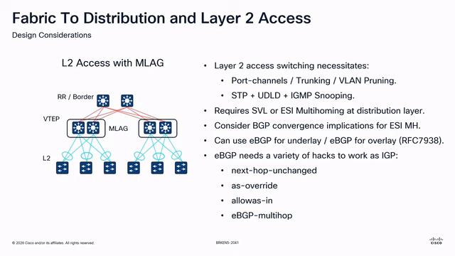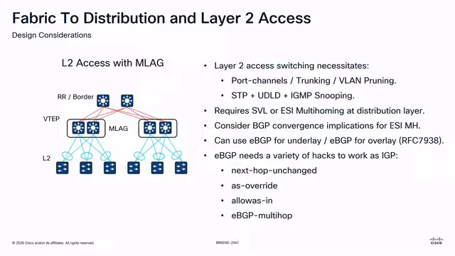So if you want to have layer 2 access and fabric to distribution, that would be the summary of the things that you need to keep in mind when you're doing this design. So layer 2 access, layer 2 protocols, you need to choose between StackWise Virtual or ESI multi-homing on your network. If you want to go ESI multi-homing, consider BGP convergence implications.